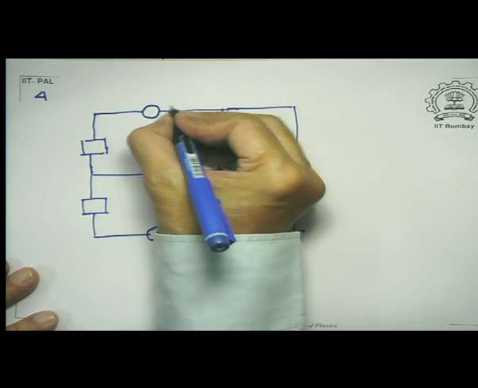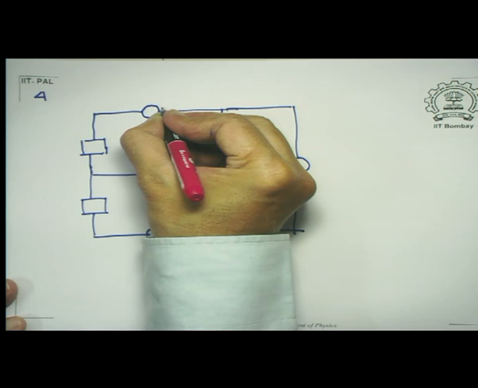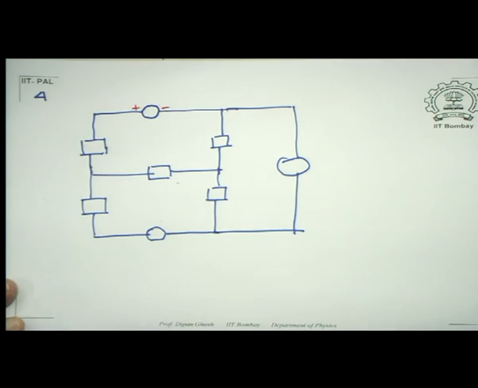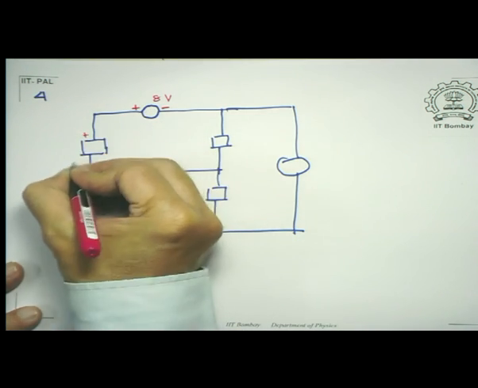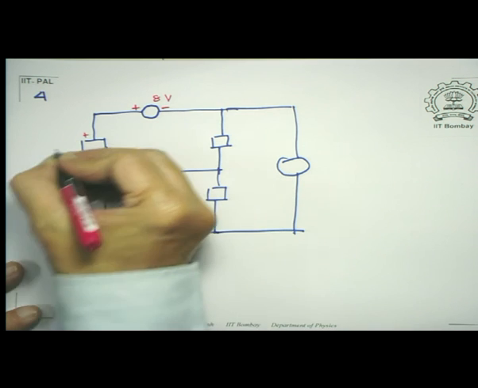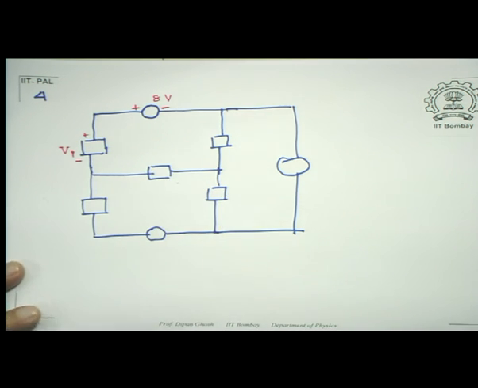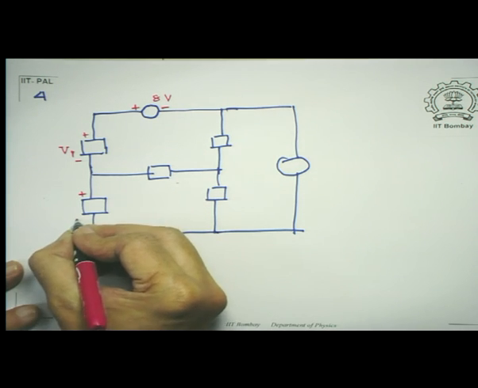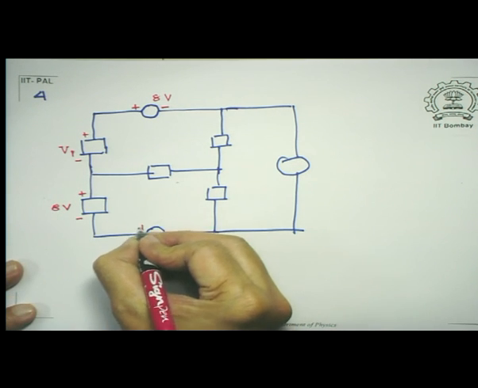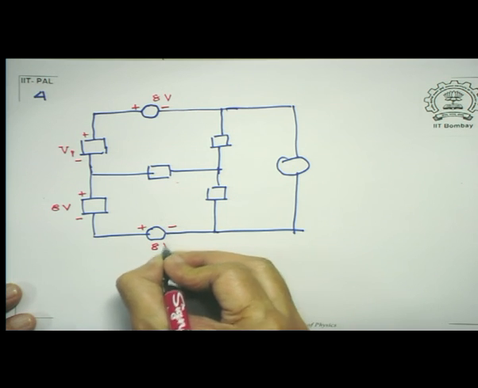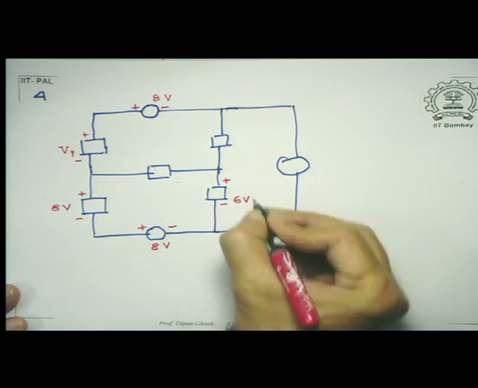So I will put some a priori signs there. Supposing I have this as minus, this as plus, and this is 8 volts. This is plus, this is minus. Let's call it some V1, let us say. This is plus, this is minus. This is 8 volts. This is plus, this is minus, this is again 8 volts. The numbers I have taken to simplify my calculation.